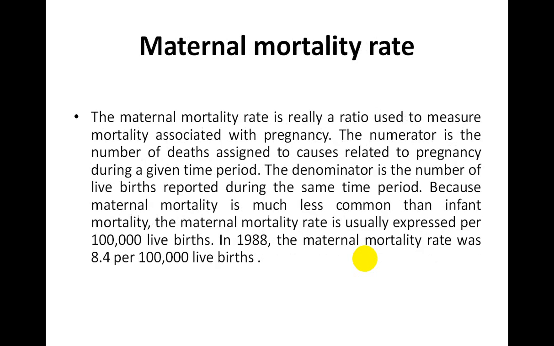Maternal mortality rate. The maternal mortality rate is really a ratio used to measure mortality associated with pregnancy. The numerator is the number of deaths assigned to causes related to pregnancy during a given time period. The denominator is the number of live births reported during the same time period. Because maternal mortality is much less common than infant mortality, the maternal mortality rate is usually expressed per 1 lakh live births. In 1988, the maternal mortality rate was 8.4 per 1 lakh live births.